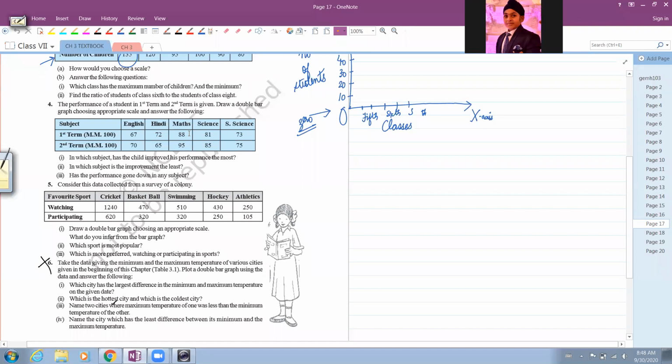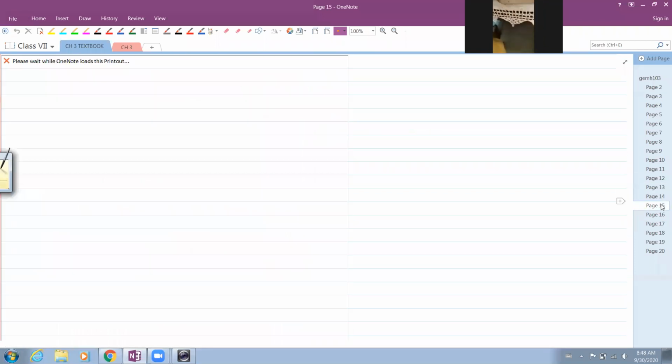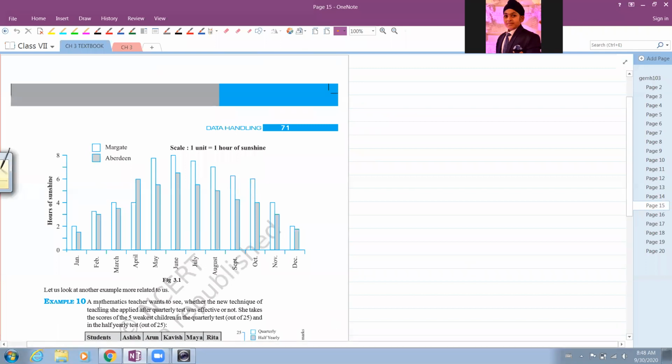And you can take a look at page number 71 right before this exercise to know what a double bar graph looks like. So as you can see in this figure here, जनवरी के लिए 2 बार्स बनी हुई हैं, फेब्रुअरी के लिए भी 2 बार्स हैं, so on for the different months. So this is what we will be doing in question number 4, and we shall continue tomorrow.